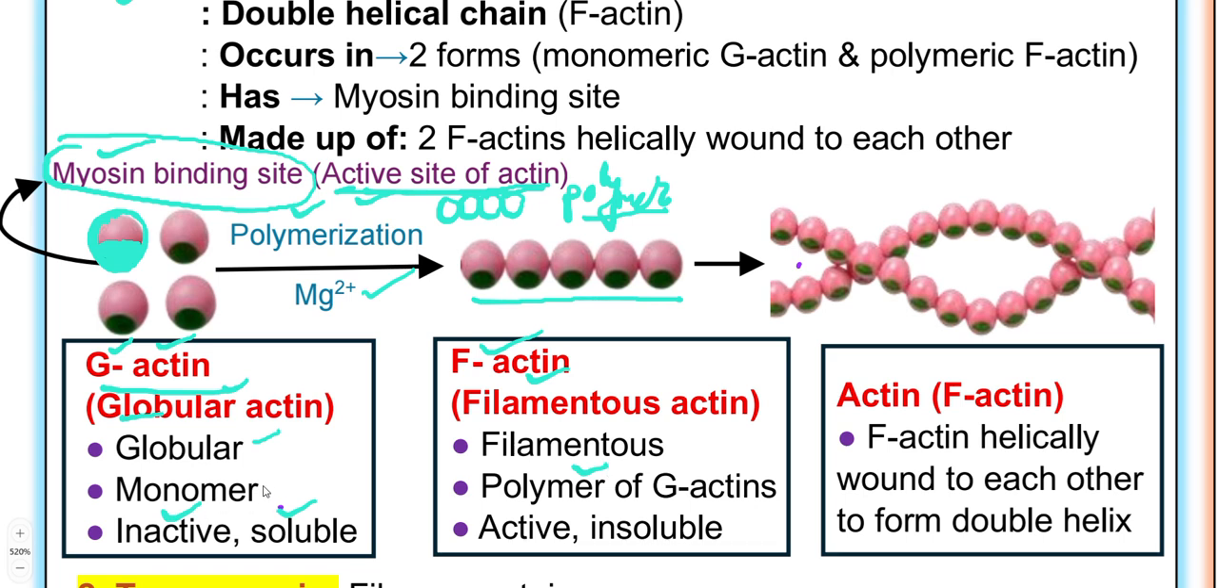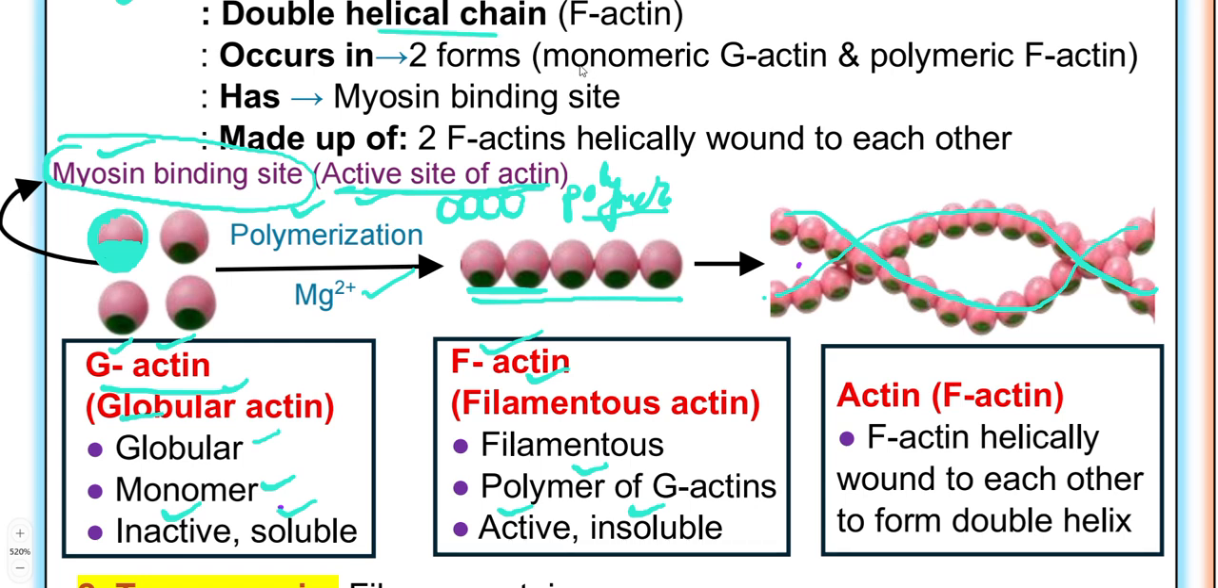ये कैसे थे? Monomer थे, single unit थे. Now these are active and insoluble. These filamentous will form a double helical structure. So ये एक filamentous chain है and there is a second filamentous chain. So how many filamentous chains will be present? Two filamentous chains will be present. So it forms a double helical chain structure.